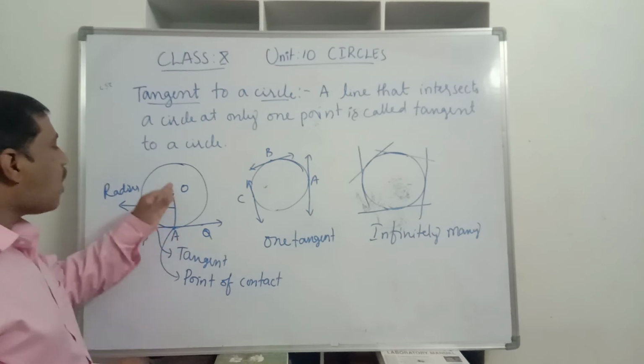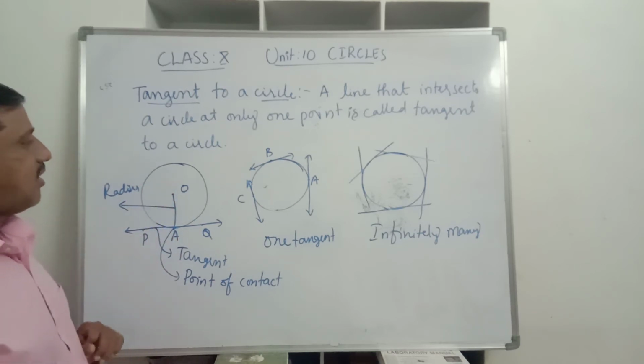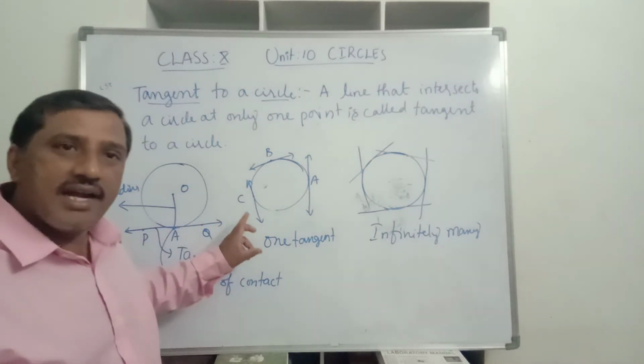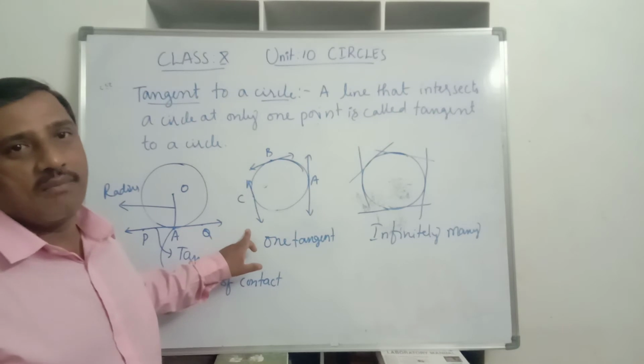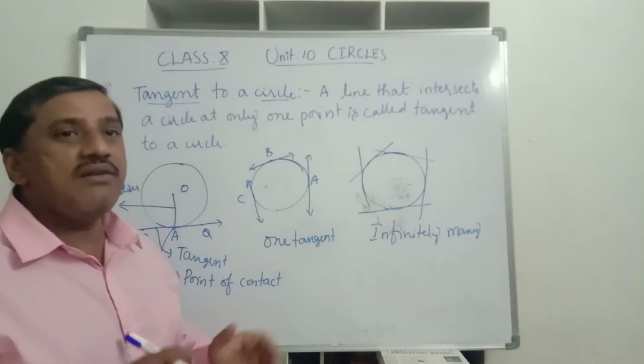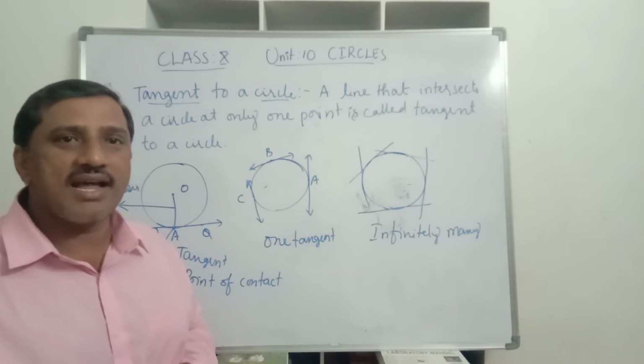Now we will prove how they are perpendicular to each other in the form of a theorem. So how many tangents can we draw to a circle at one point? Only one tangent. But overall, to a circle, how many tangents can we draw? Infinitely many tangents.